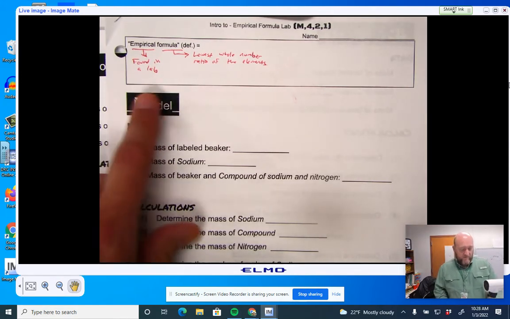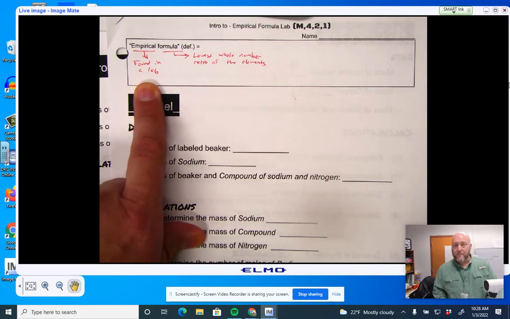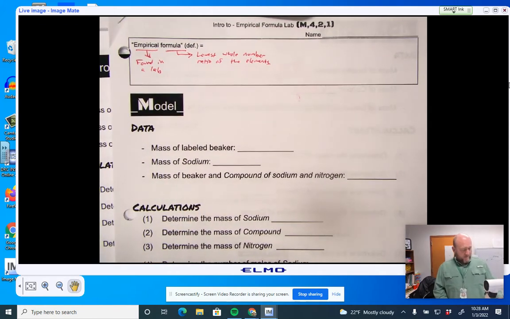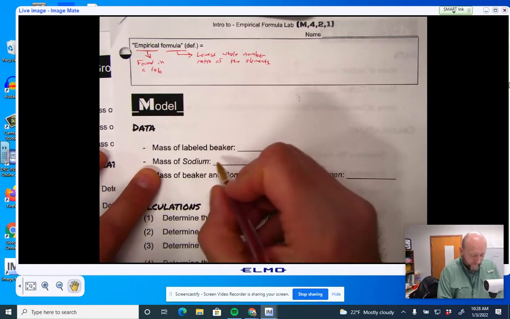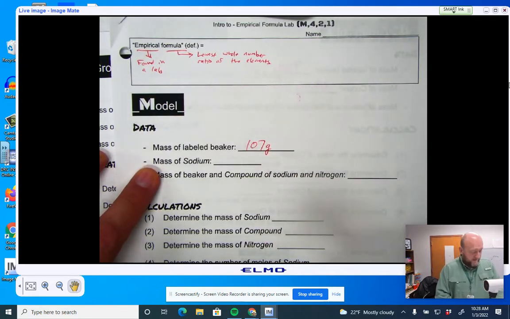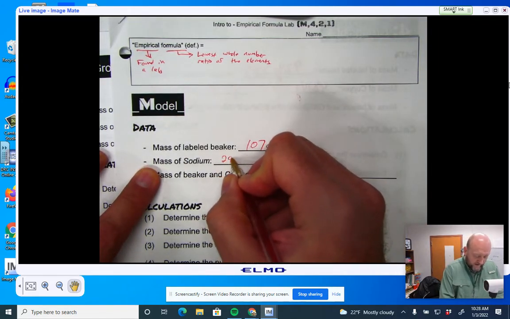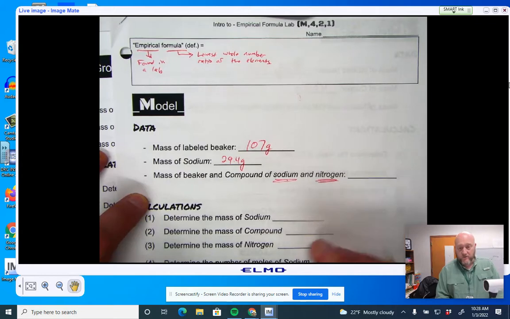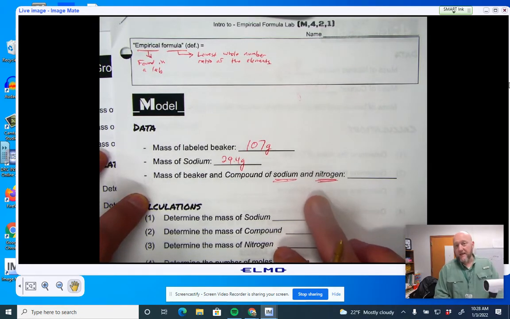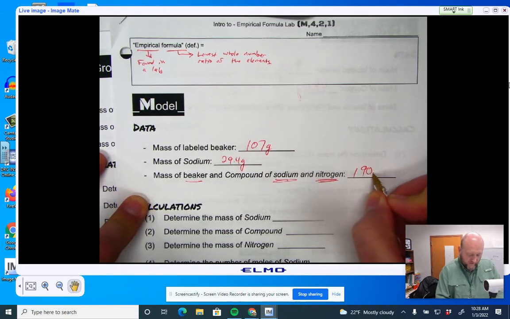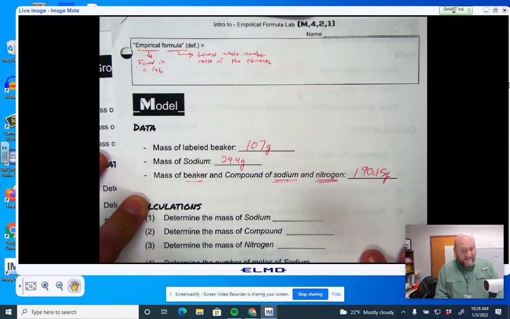Now, the whole idea of an empirical formula is something that's found in the lab. And in terms of the formula, we're trying to find the lowest whole number ratio that elements combine together to make compounds. So let's just say, for example, in the lab, that we have a beaker that weighs 107 grams. And into that beaker, we're going to react 29.4 grams of sodium, and that sodium is then going to combine with nitrogen to make a compound. Now, at the end of the reaction, the entire beaker and compound then weighs 190.15 grams. That's all the data we're given.